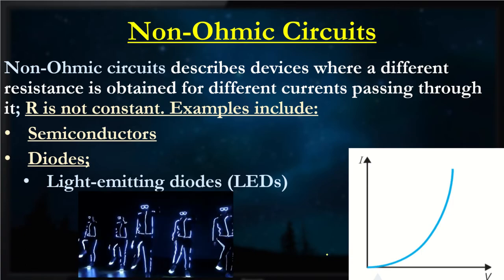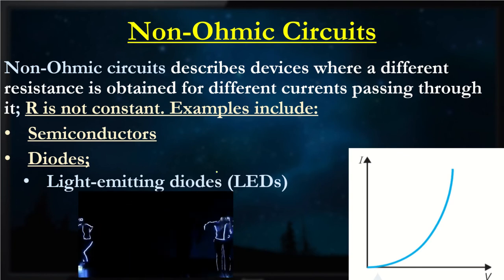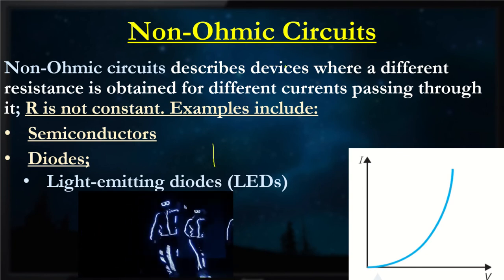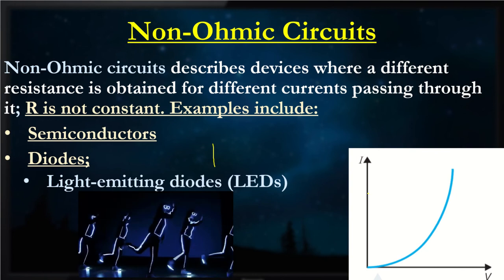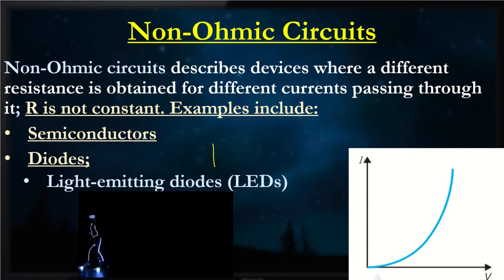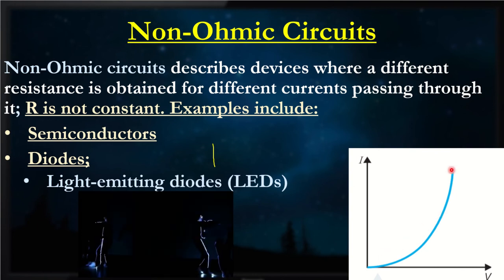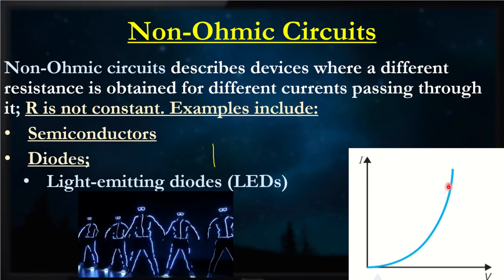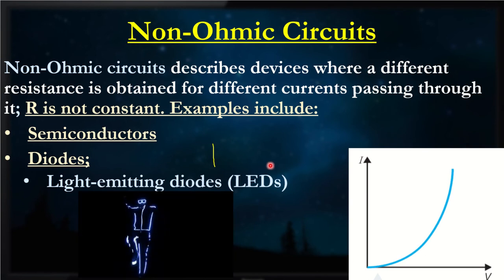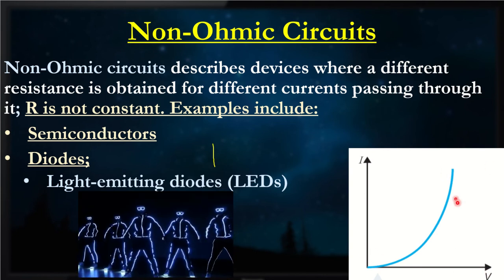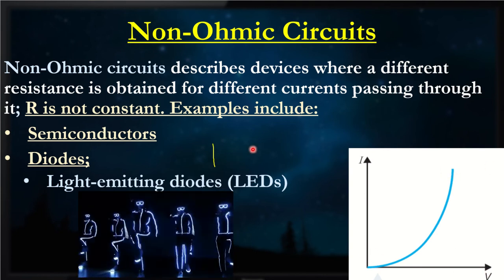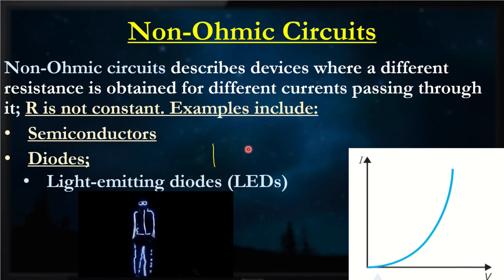Okay, the next point we need to look at is non-ohmic circuits. As you can see with this graph here, it doesn't follow a straight line structure. It's sort of an exponential curve going upwards. What that essentially means is the resistance is very small, and as you increase the voltage, the current goes really high. That overall resistance is not constant.